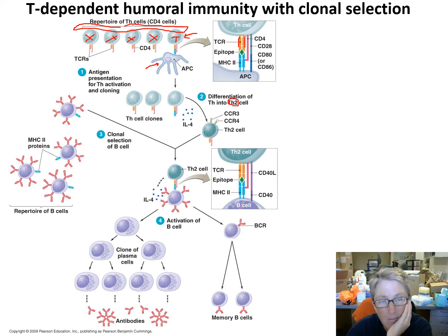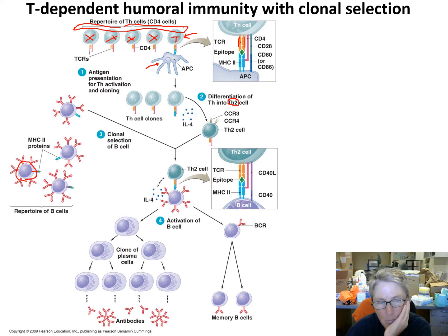Okay, and then over here, so this is all in the lymph node, remember, so you've got B cells and T cells and antigen presenting cells in the lymph node. You've got this repertoire of B cells, and here's MHC proteins in their cell membrane, and this B cell will be clonally selected because it's found this same pathogen with this same epitope.